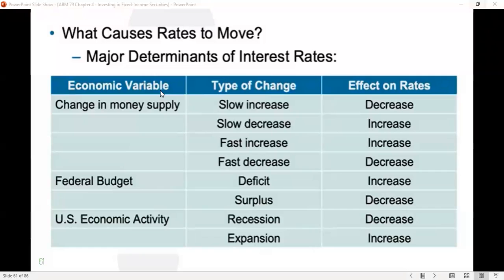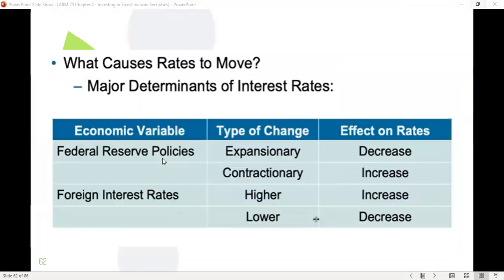So these are some of the major determinants of interest rates. So we have economic variables like change in money supply, like slow increase or fast increase, and its effects on rates; the federal budget, whether in deficit or surplus, kung daghan ba ta og utang or daghan ba ta sobra; economic activity, whether recession or expansion. Recession man pud karon due to inflation. Federal Reserve policies, is it expansionary or contractionary, and some interest rates are variable. So these can affect our interest rates.